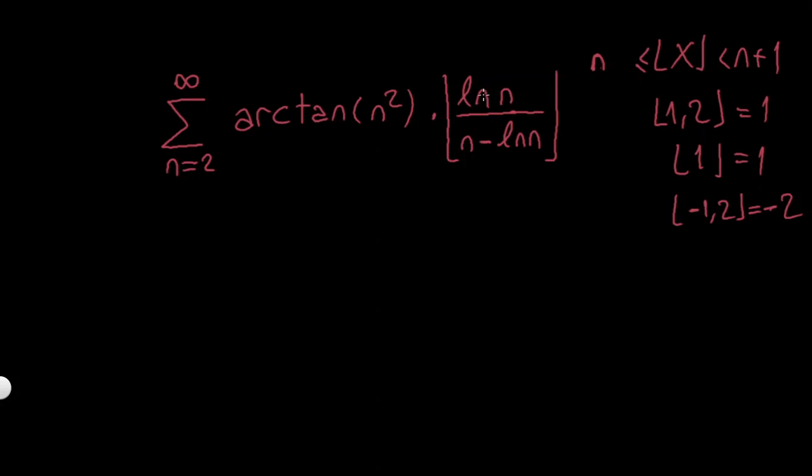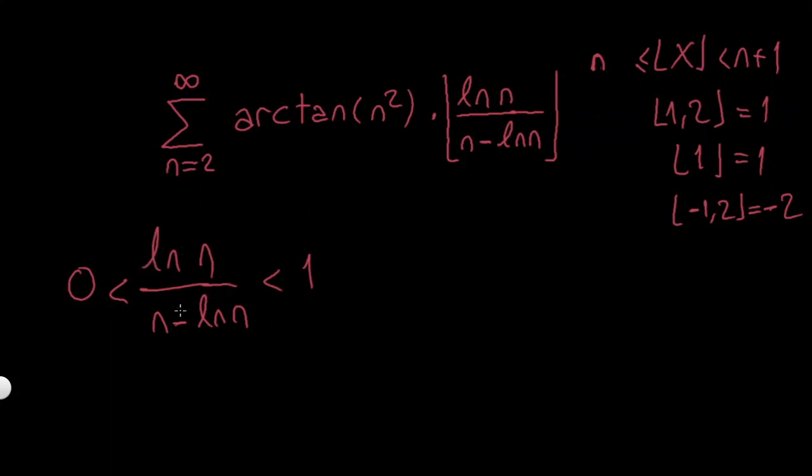So let's see. I have ln n over n minus ln n. If I compare n and ln n, n is much bigger than ln n. So I would guess that this thing is positive, and this thing is probably less than this thing. So I may guess that ln n over n minus ln n is between 0 and 1. If I can show this is true, then taking the floor function of it gives me 0.